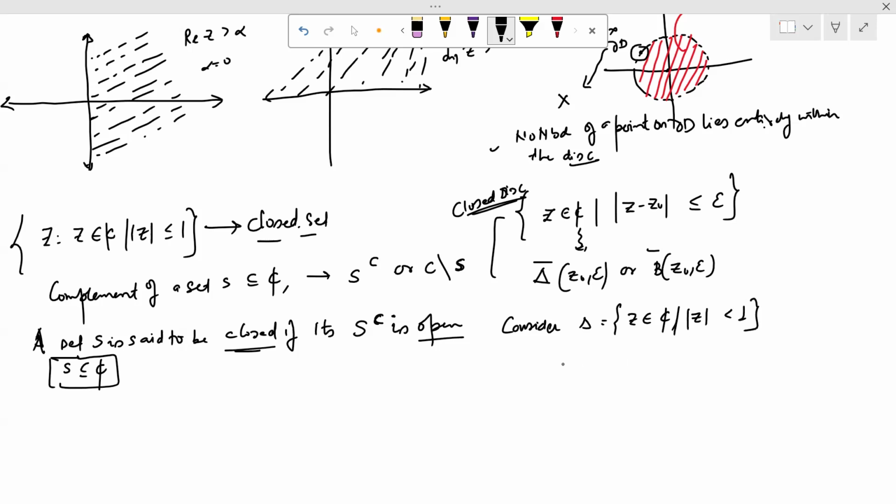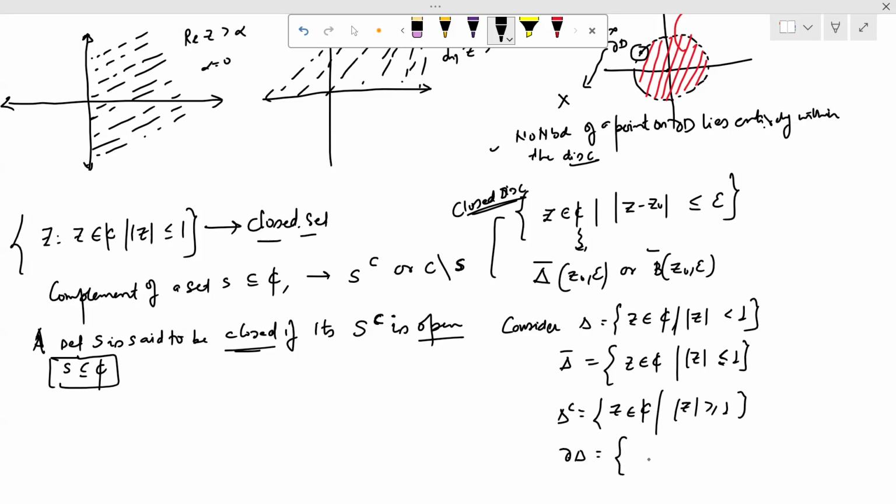If you want to write a closed unit disk, then this would be this. A closed unit disk will be this. If you want to write the complement of this, the complement would contain all the complex numbers except this, so it will be mod z greater than or equal to 1. And if you want to only write the boundary, then the boundary will only consist of the points on the boundary. So boundary is this, equal to one.